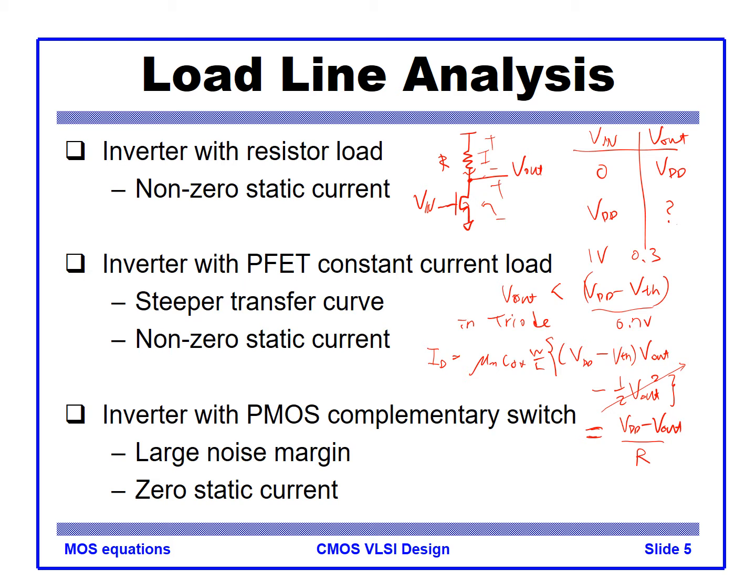Those two equations are the same, but in triode region, Vout is very small, so we can ignore this square term. Vout is less than 1, so the square would be close to 0. So we can simplify to find out the Vout here, right? You can find out Vout using this equation, right?